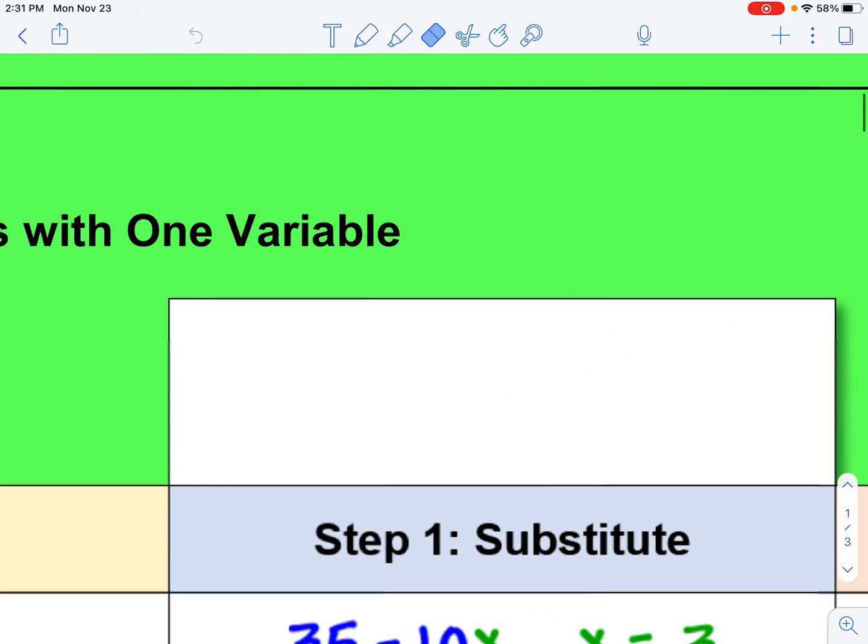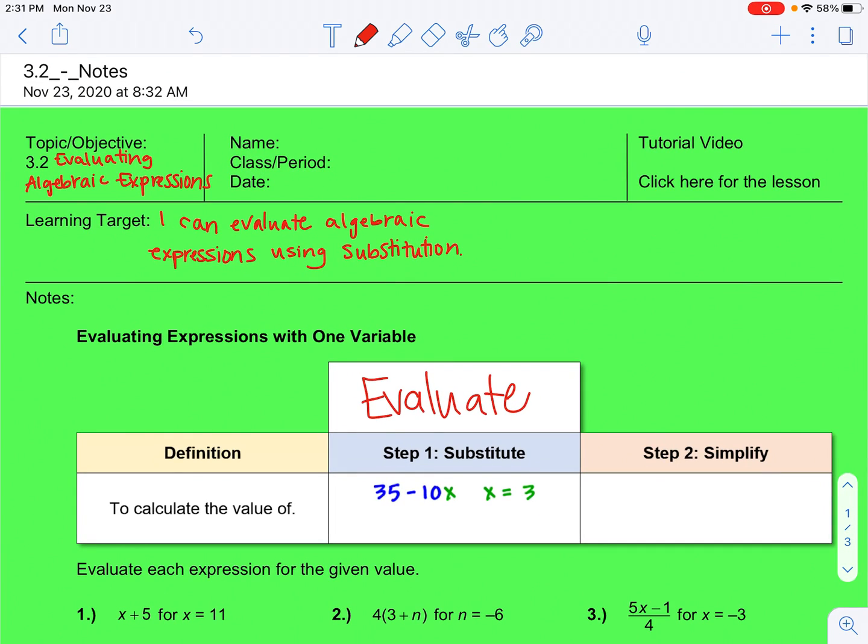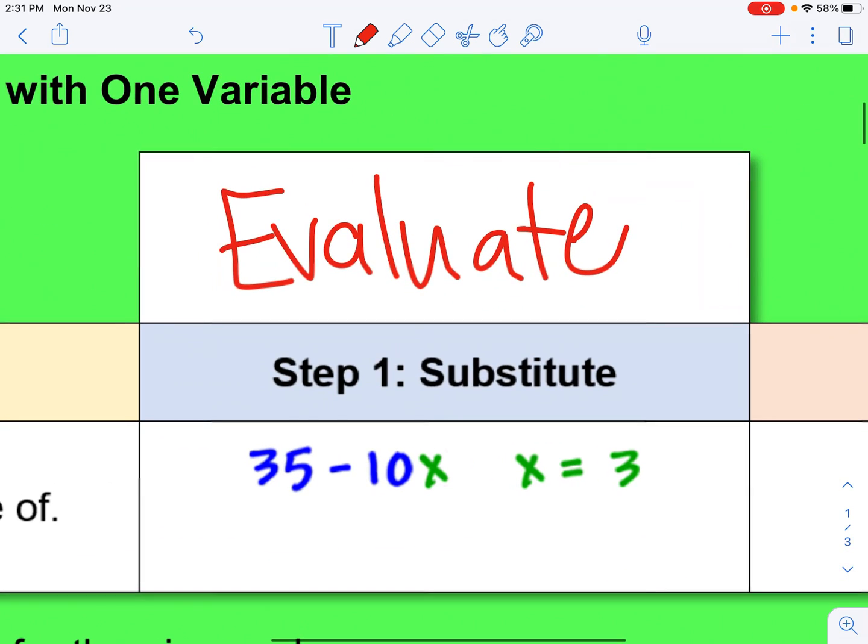The word we are going to be talking about today is evaluate. What evaluate means is to calculate the value of. So we are going to be talking about variables. Variables are any letter that stands for a number. So for example, in this one, x stands for 3. So what we need to do is plug 3 in for x.